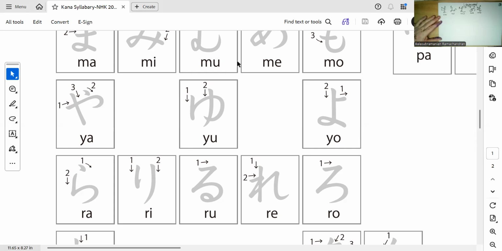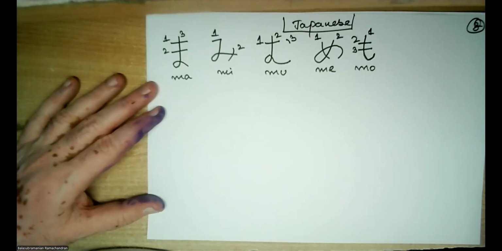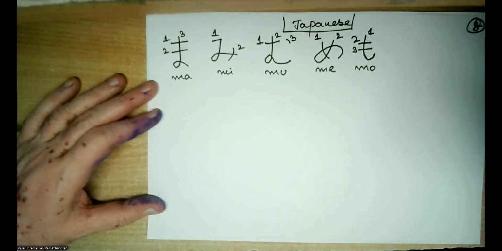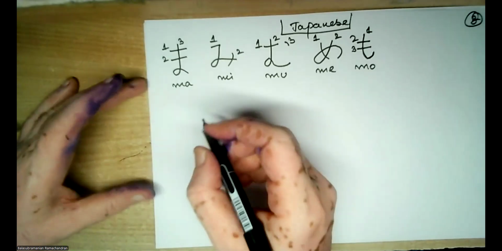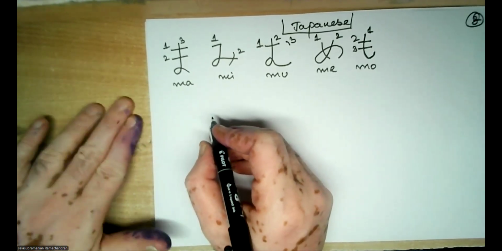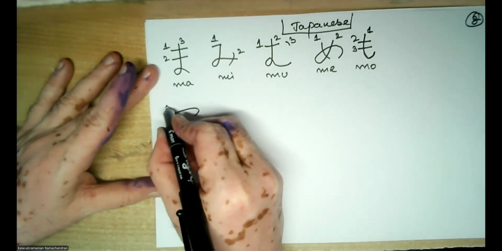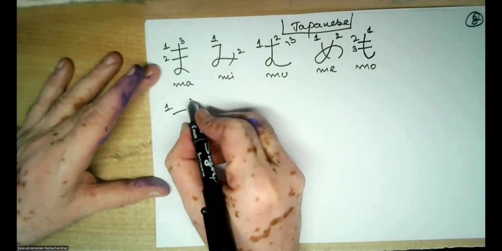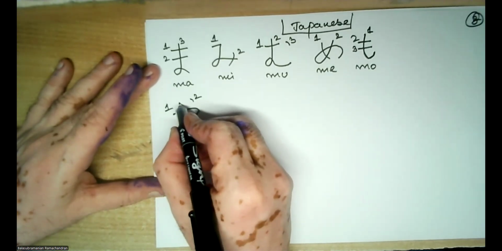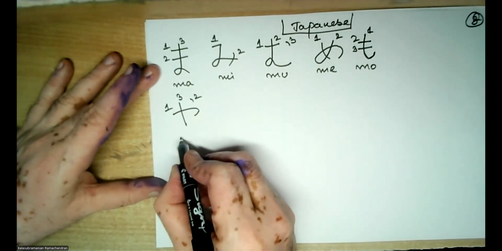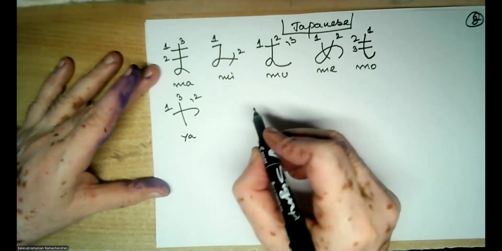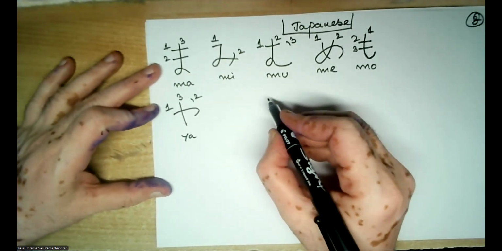Let's go one more time. Ya, you, yo. All right. Now let me stop sharing and let's practice this together. Ya has three strokes. So you have here stroke one, stroke two, and stroke three. That's ya for you. And then you don't have ye, you have you.